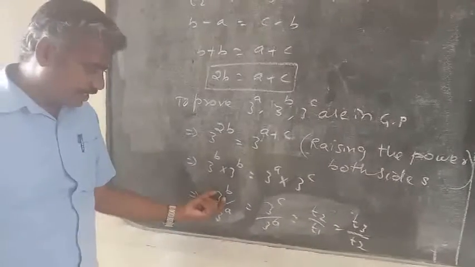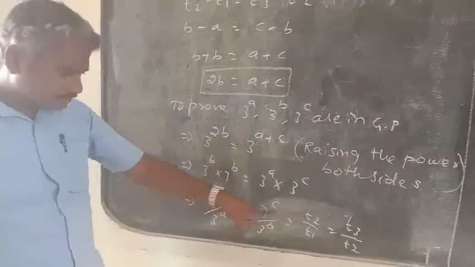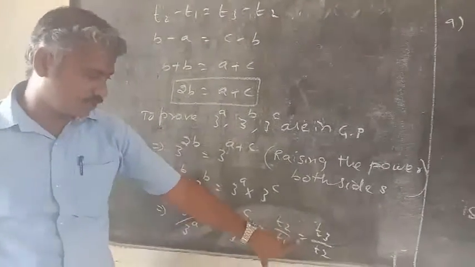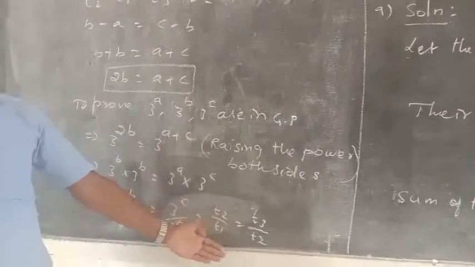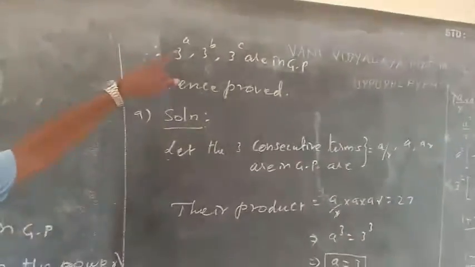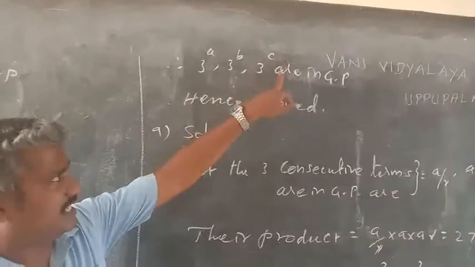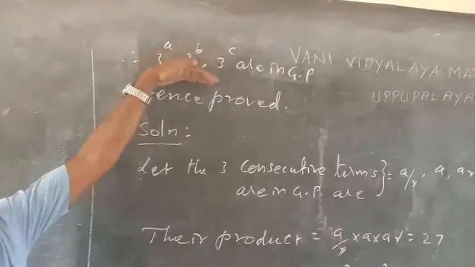So this one T2, this one T1. T2 by T1 is equal to T3 by T2. This condition satisfy means 3 power A, 3 power B, 3 power C are in GP. Hence proved. Once more explain.